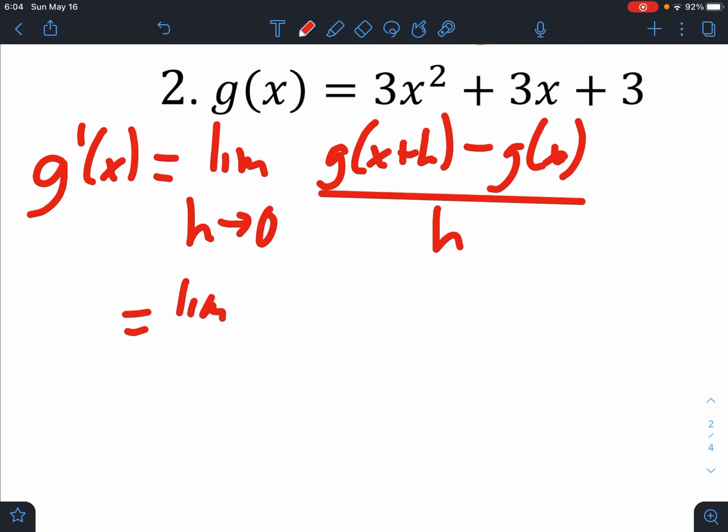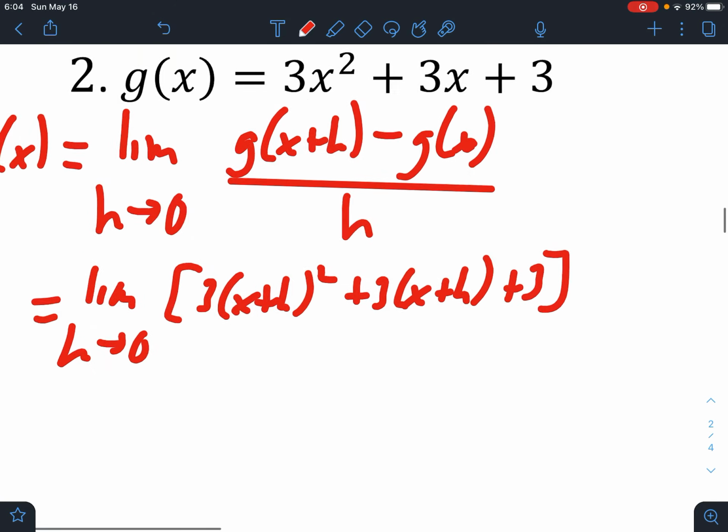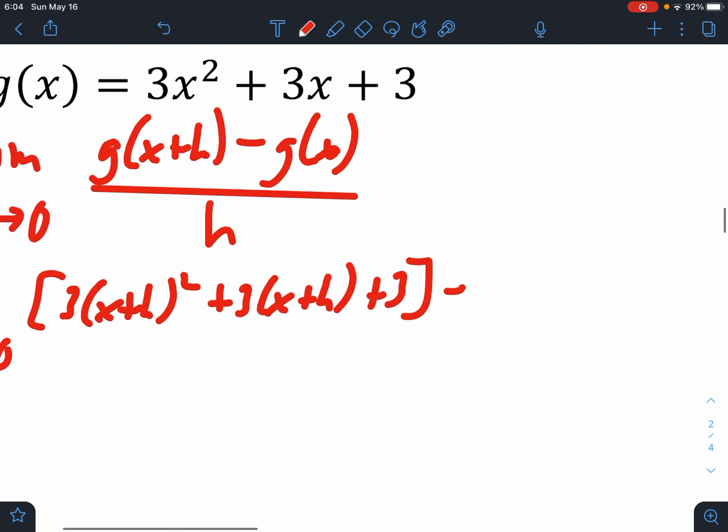So we have limit as h approaches 0. We're going to take x plus h and put it in everywhere we see an x. So 3 times x plus h squared plus 3 times x plus h plus 3. That is g of x plus h. Minus 3x squared plus 3x plus 3. That's just g of x.